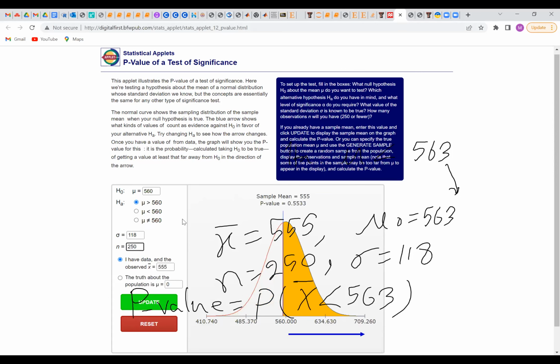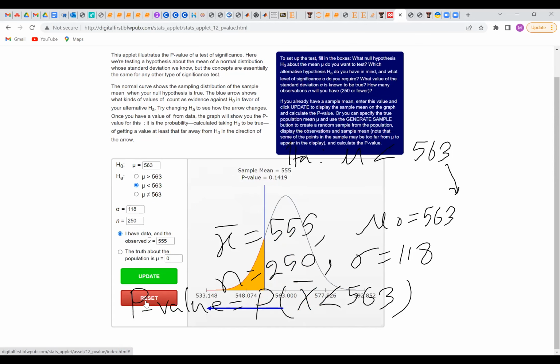Okay, and our test was a lower tail test, right? So it should be mu less than this one. This is 563, not 560. Okay, so then you click on update and it will give you the p-value. So here you can see the p-value is 0.1419.